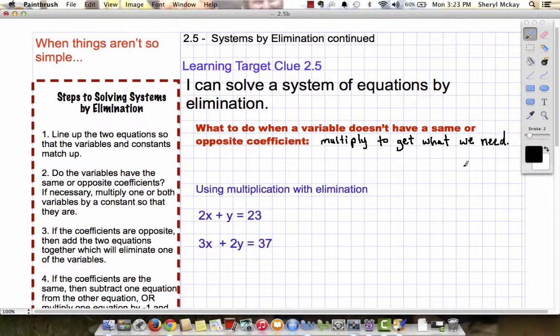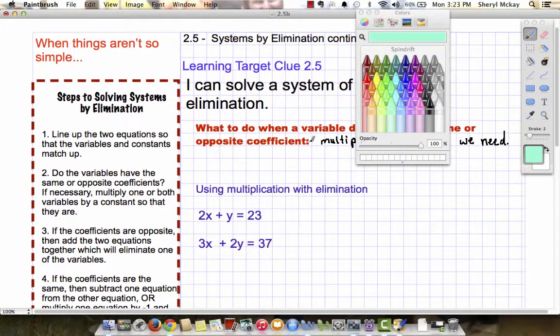Here we have 2x plus y equals 23. And then we have another equation, 3x plus 2y equals 37. Now, I'm looking and I don't see that I have two variables that have the same or opposite coefficients. The closest thing I see is I see that I have a y in the first one, y right here, and I have a 2y right there.